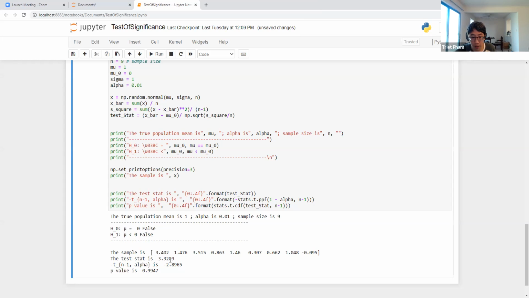So here, clearly, you do not have enough evidence to reject the null, because you see that the test stat is not less than the minus t value. The p-value is big. But mu equals 1 doesn't mean mu equals 0. So here the conclusion is you do not reject the null, but you don't quite adopt the alternative either.